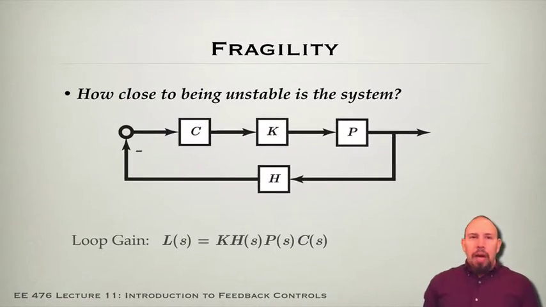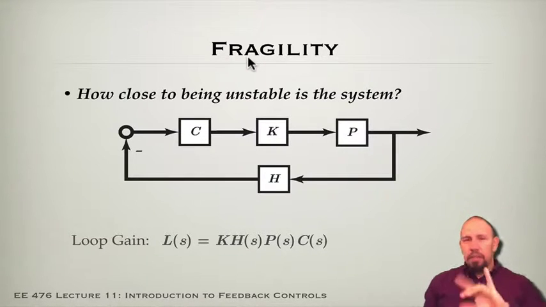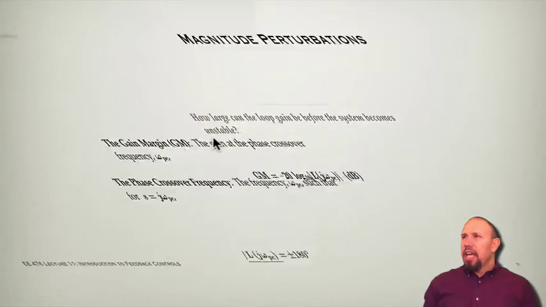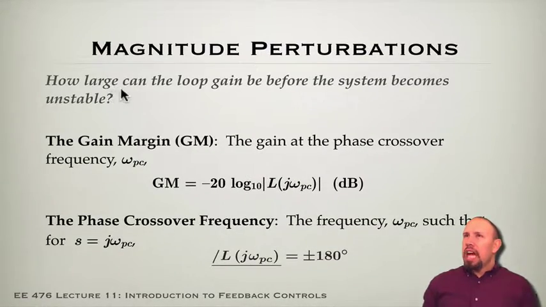So when we talk about robustness, one aspect of robustness, or rather the flip side of robustness, is fragility. In particular, it asks the question, how close to being unstable is the system? So here's a loop. Okay, here's our plant. We have a controller. So this is like a sensor transfer function. And so we have this loop gain that includes all of these transfer functions. And the question is, how large can the loop gain be before the system becomes unstable?